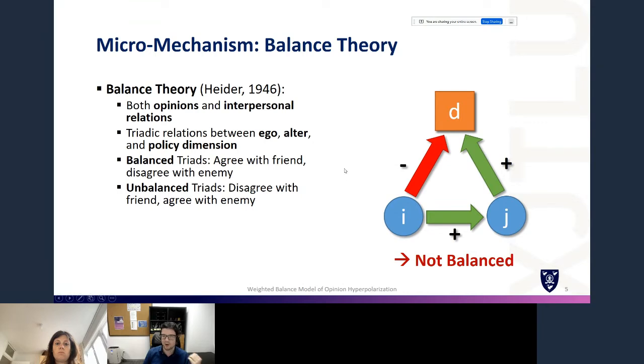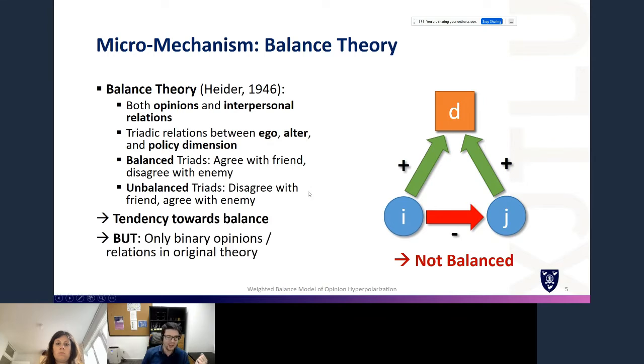Unbalanced states, of course, are just the other side of the medal. If I disagree with a friend, this is unpleasant, and it generates a psychological force towards changing this, either by trying to agree with my friend or by unfriending my friend. The same goes if I dislike somebody: according to Heider, it will be unpleasant if I agree with this person. So I want to disagree with people that I dislike. In general, there is a tendency to go from unbalanced to balanced triads, according to Heider.